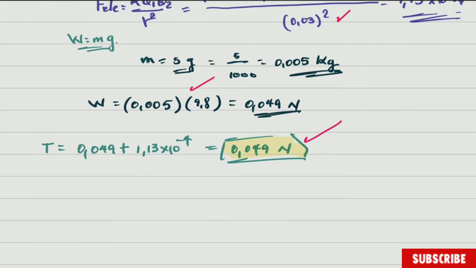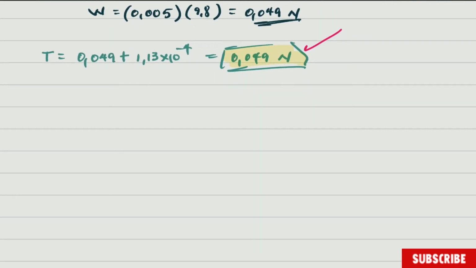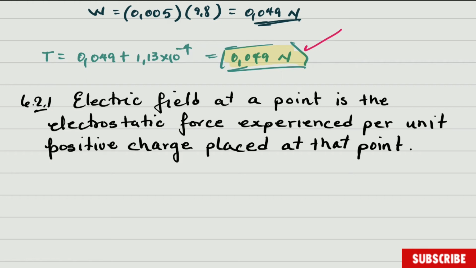And we'll go to the new page for that. We're going to a continuation here. This is question 6.2.1. And here, this is the definition. Electric field at a point is the electrostatic force experienced per unit positive charge placed at that point. Now here, there's 2 marks for that, but be careful. The word positive, if it's not there, you won't get the mark. Force experienced per unit positive charge placed at that point. That is the definition for electric field at a point.